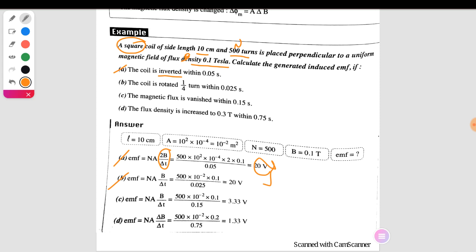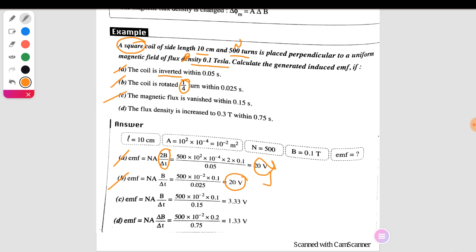Number 2. When the coil is rotated a quarter turn, this means that EMF equals NAB divided by delta T. N equals 500 times the cross-sectional area times 0.1 divided by 0.025, the time. The EMF equals 20 volt. From this, we observe that the induced EMF during a quarter cycle equals the induced EMF during a half cycle.